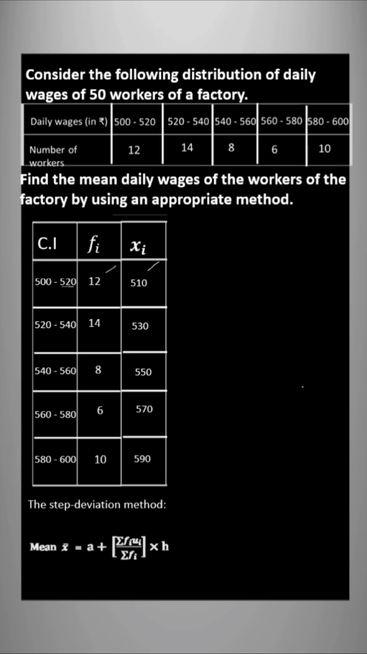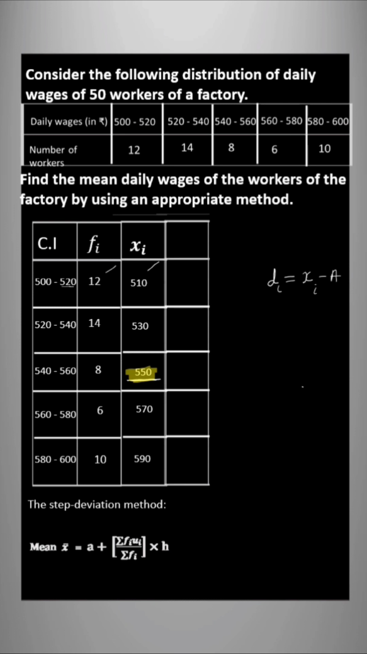The formula for which is a plus summation of fi ui upon summation of fi into h. Here let us assume a mean, which is the middle one. Here there are 5 class marks. The middle class mark is 550. So now let us take 550 as the assumed mean. Now let us have a column for di, which is equal to xi minus a.